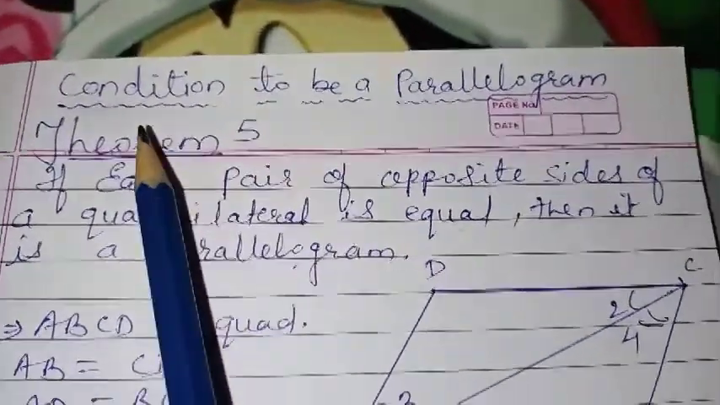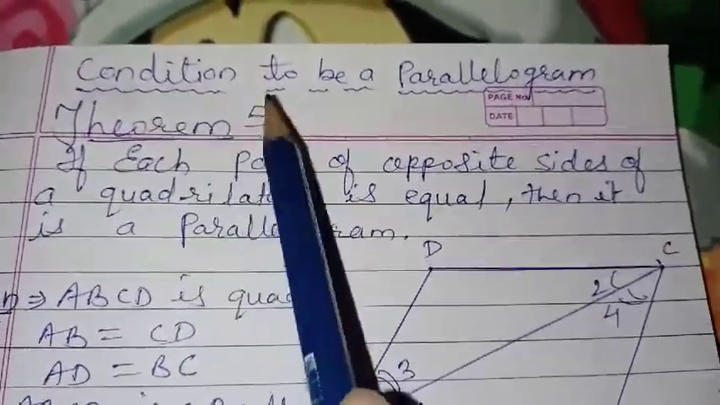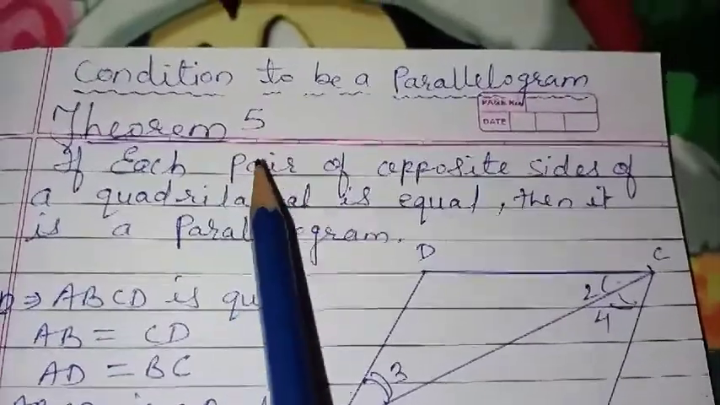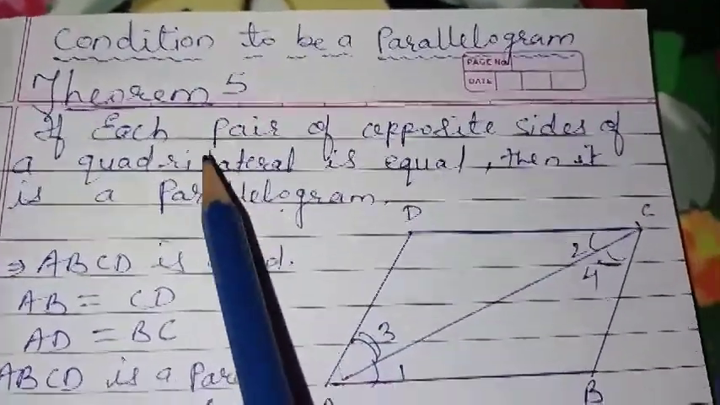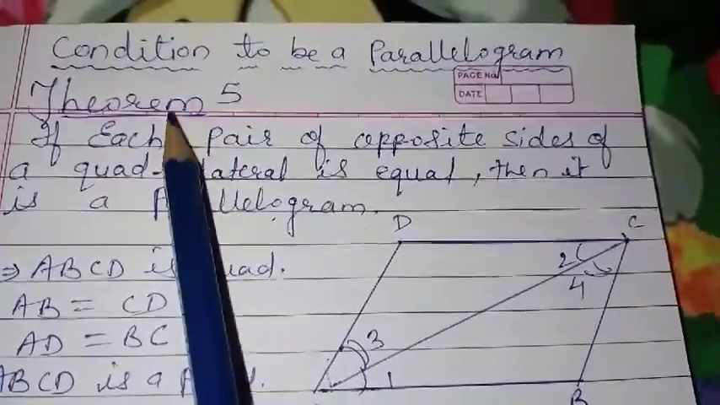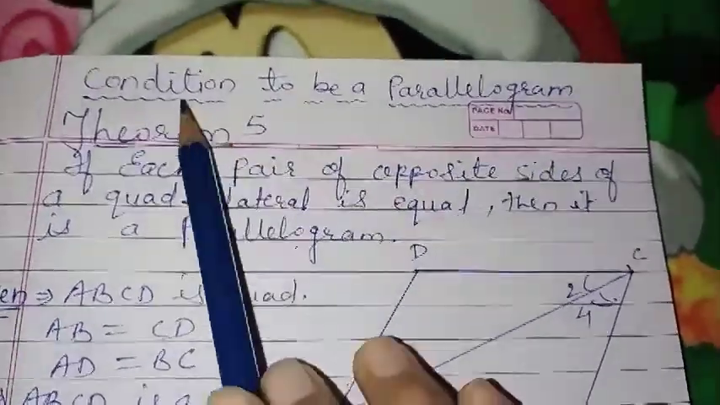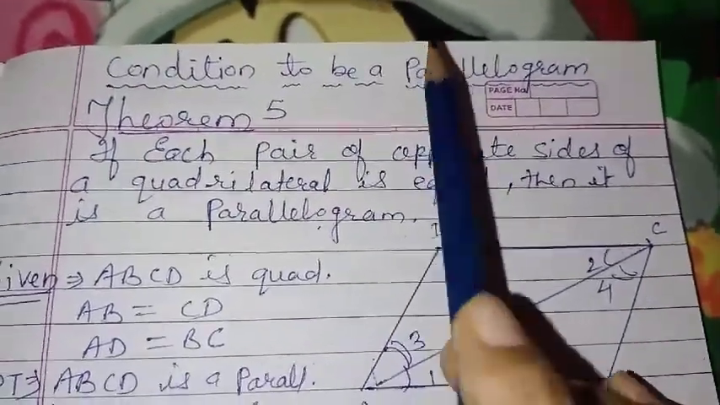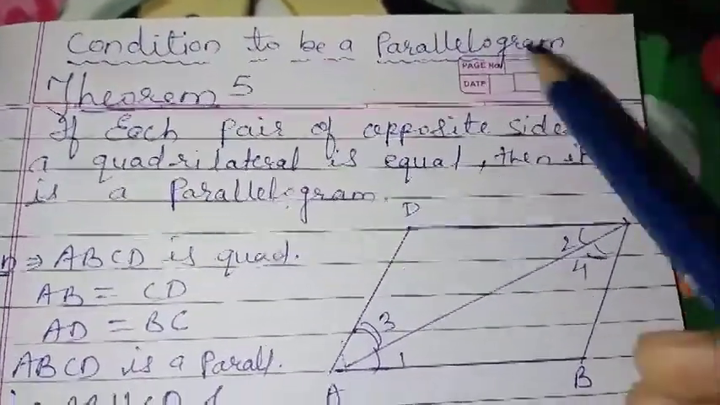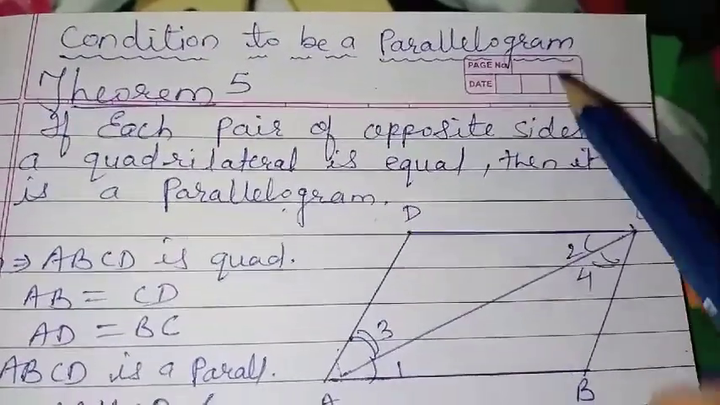Hi student, in the last video I explained the fourth theorem related to the parallelogram. Now the remaining four theorems you will learn in this video. Here we are going to learn theorems number 5, 6, 7, 8, which give the conditions for a quadrilateral to be a parallelogram. Okay, means किस किस condition में वो कोई भी quadrilateral parallelogram होता है.